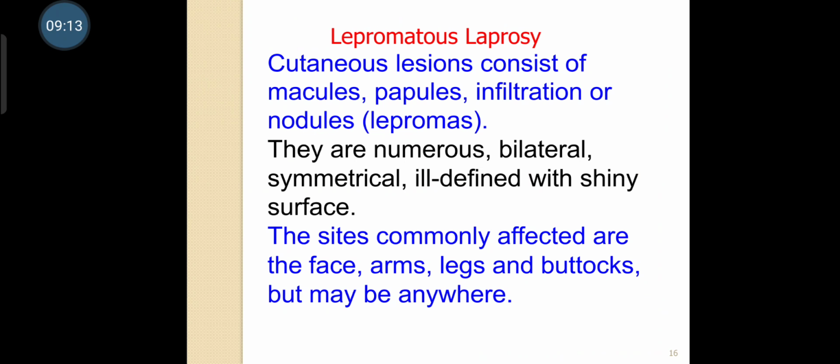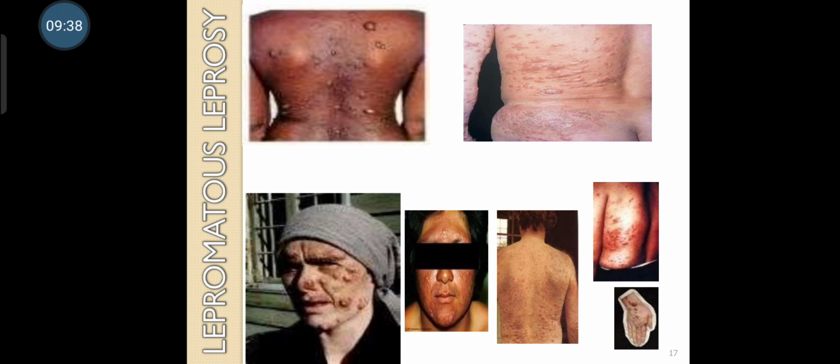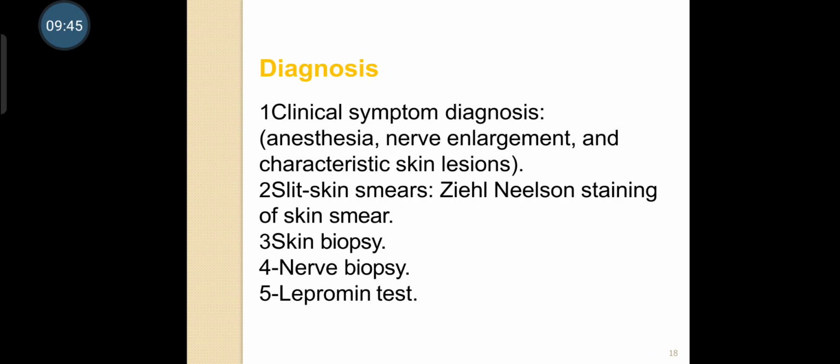Next is lepromatous leprosy. It consists of skin or cutaneous lesions, which consist mainly of macules, papules, infiltration or nodules, which are also known as lepromas. There are numerous bilateral, symmetrical, ill-defined lesions with shiny surfaces. The sites commonly affected are the face, arms, legs, buttocks, etc., but they can be found anywhere in the body. So this is lepromatous leprosy, wherein you can see the nodules on the body.